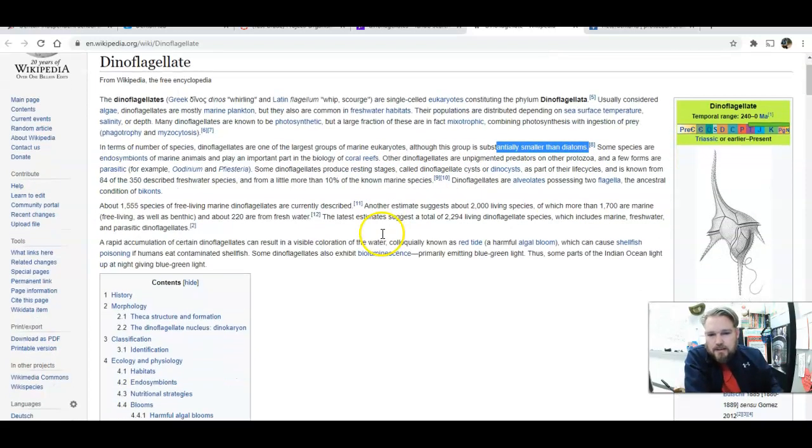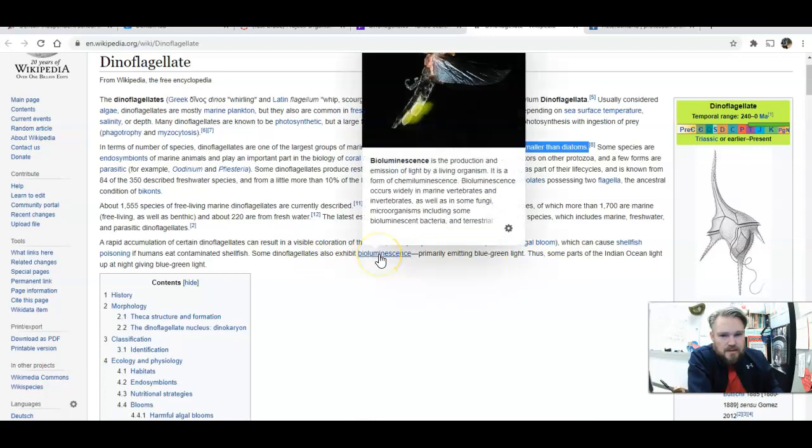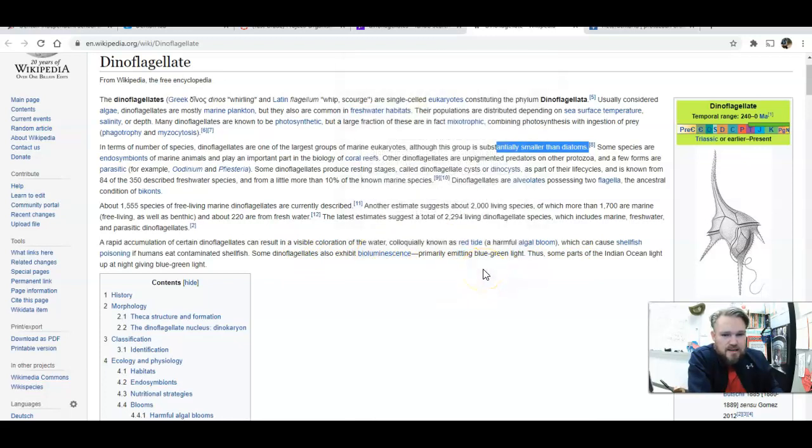And then it basically talks about more details. They can cause this thing called red tide, which is an algae bloom that produces toxins. It can kill fish in that area. They can also do bioluminescence, which is where they emit their own light, like a firefly does. They typically will emit a blue-green light. In fact, usually when they get stirred up is when they emit that light.